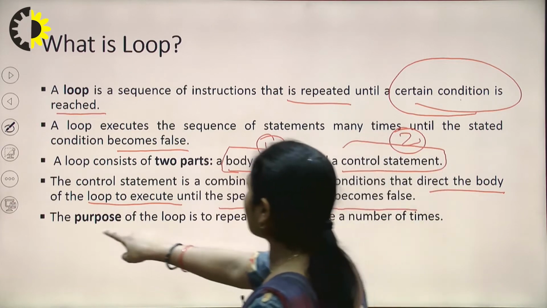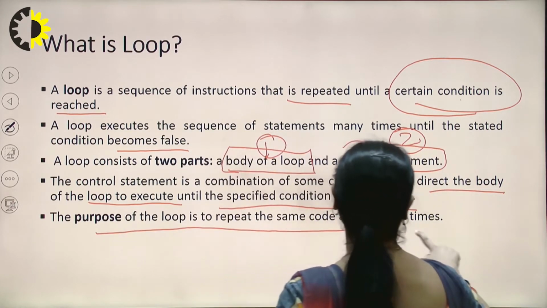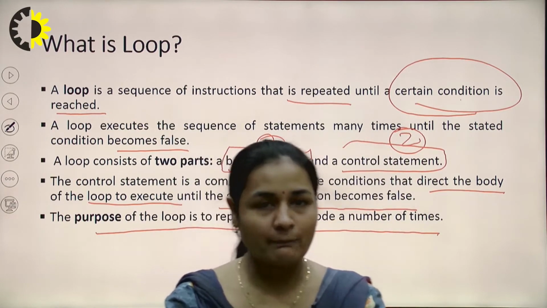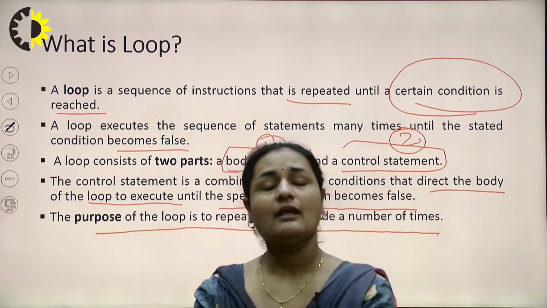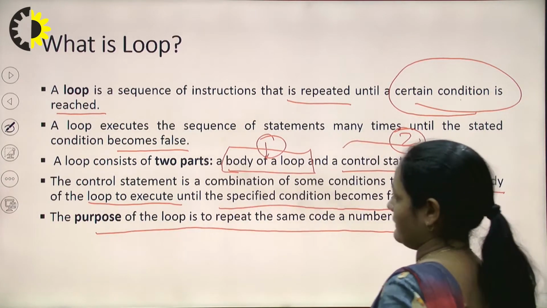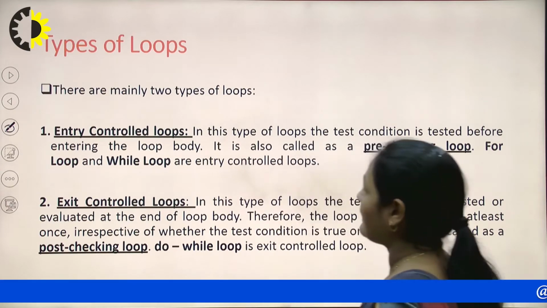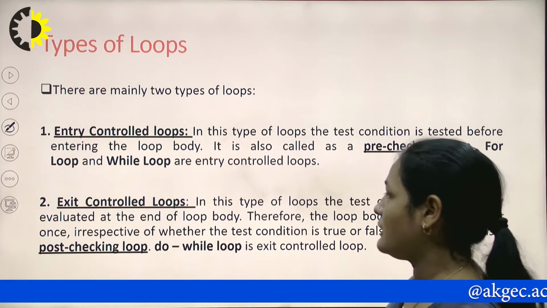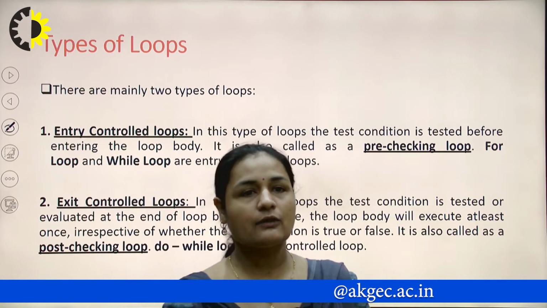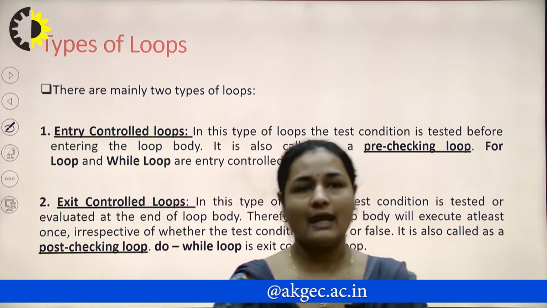The purpose of a loop is to repeat the same code a number of times. Basically, why do we use a loop? When we want to repeat the same statements many times, then we use a loop in C programming. Then, what are the types of loops? There are basically two categories of loop. The first one is the entry control loop and the second one is the exit control loop.